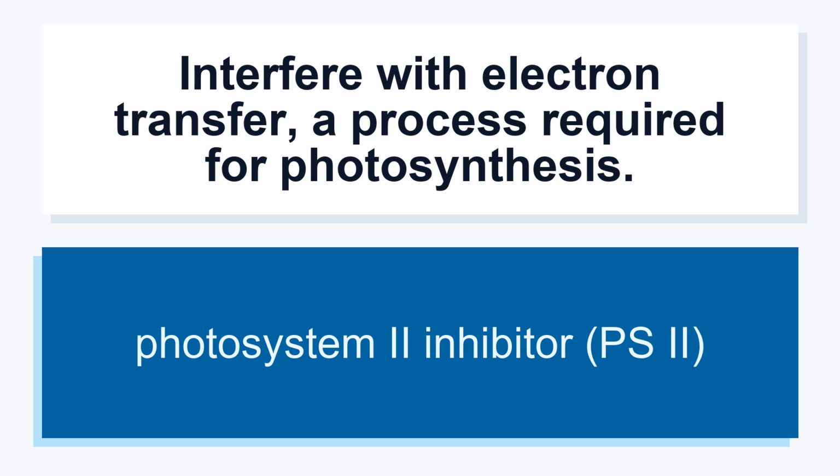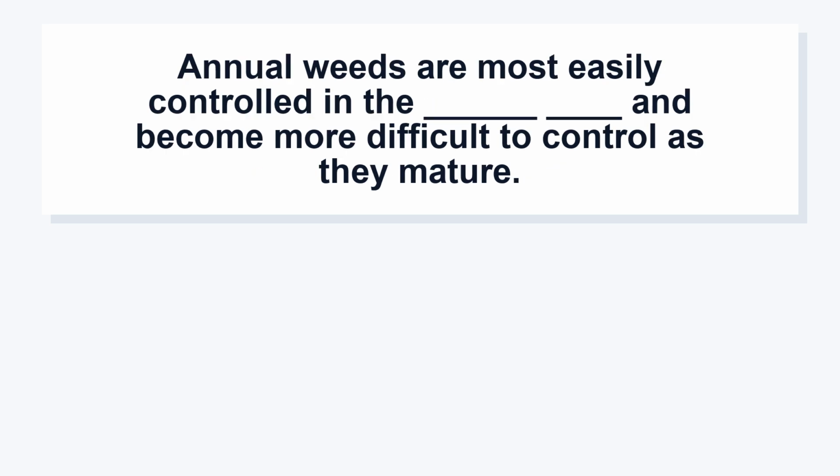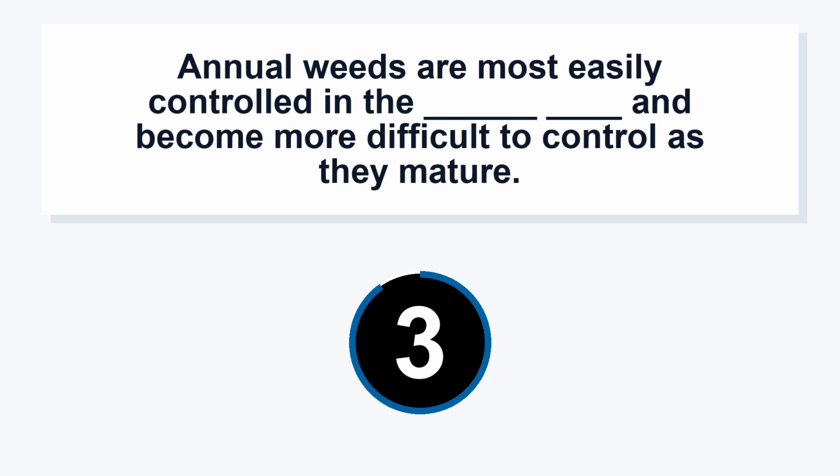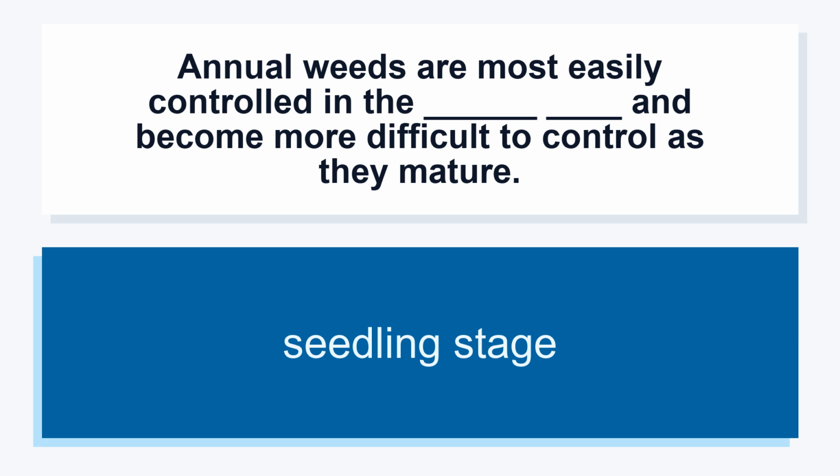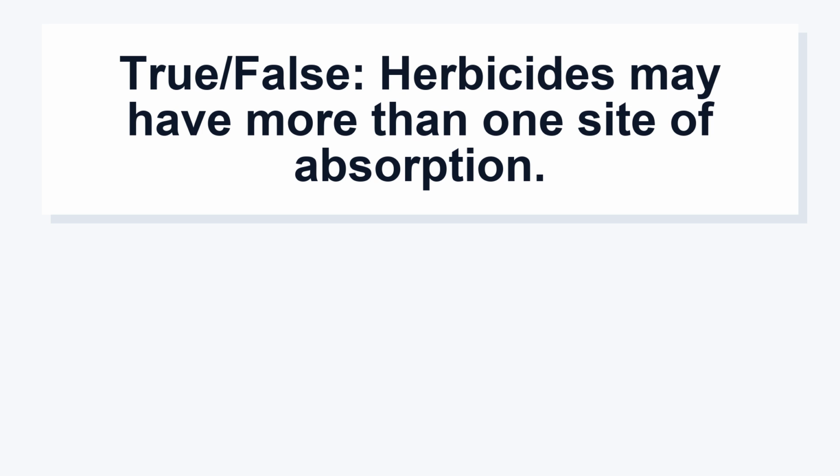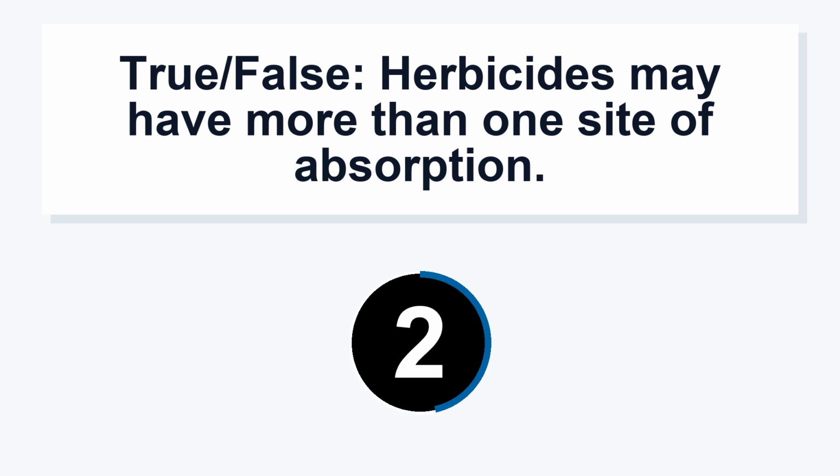Photosystem 2 inhibitor, PS2. Annual weeds are most easily controlled in the seedling stage and become more difficult to control as they mature. True/false, herbicides may have more than one site of absorption. True.